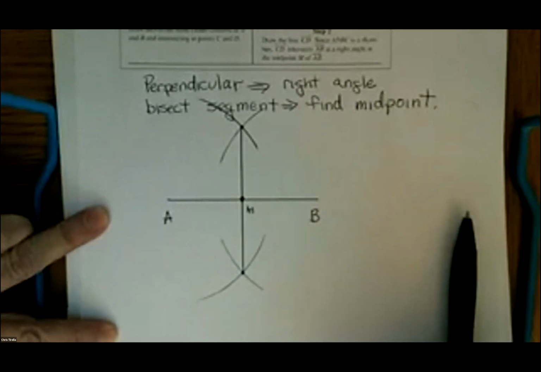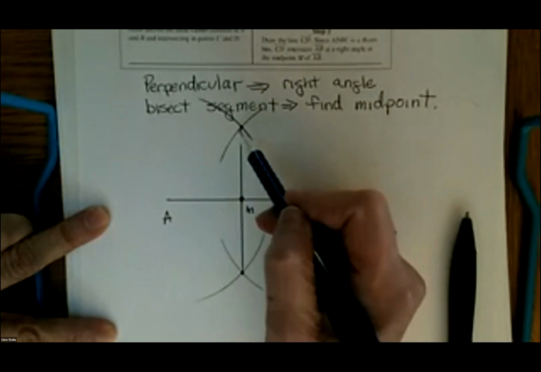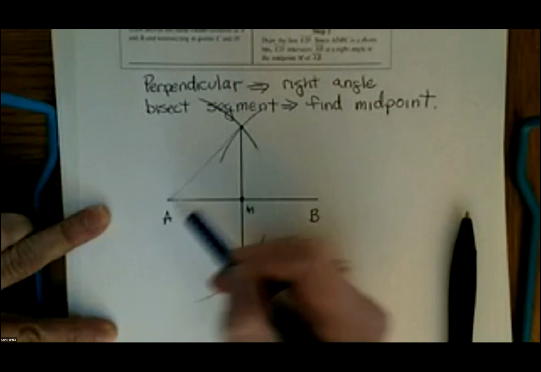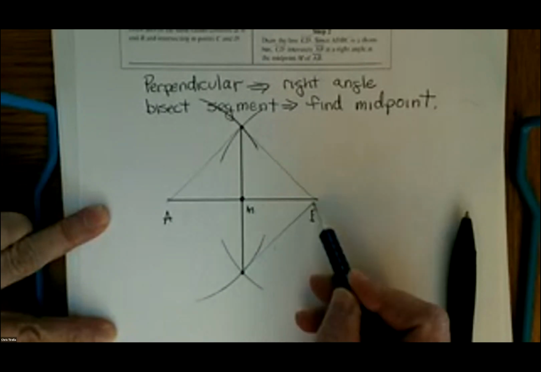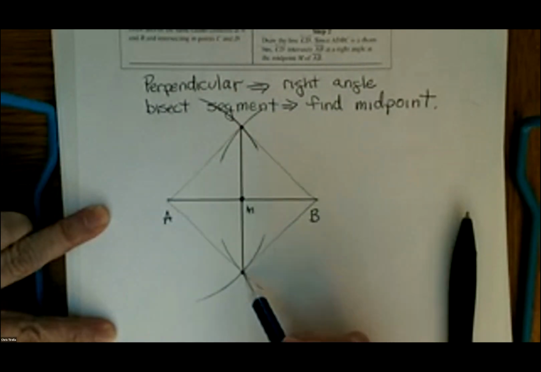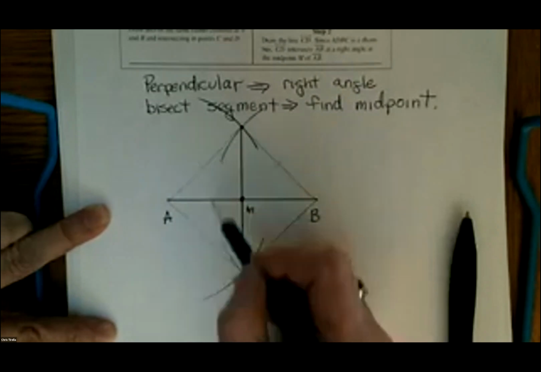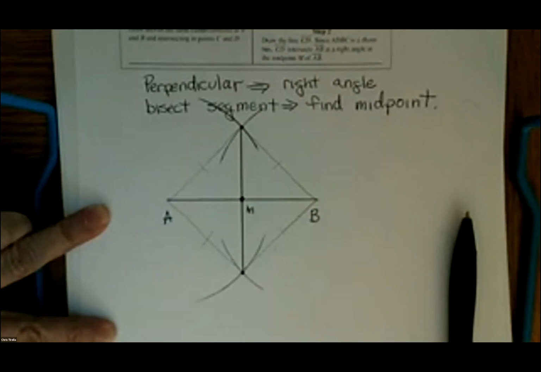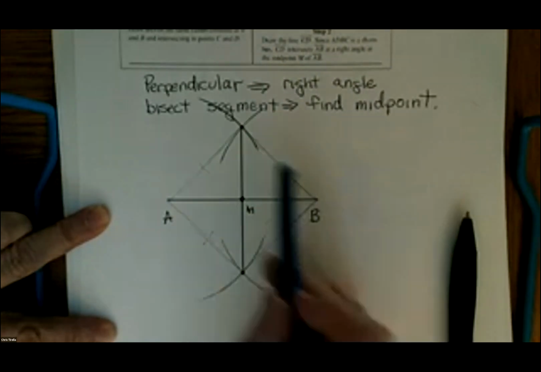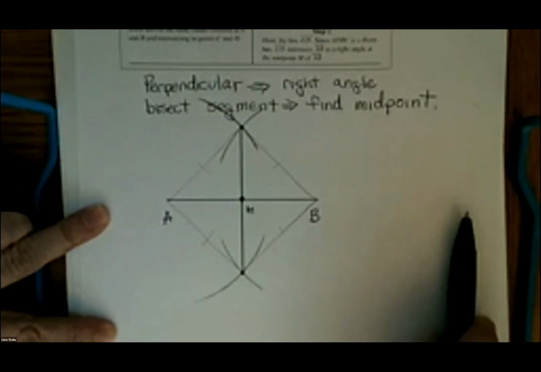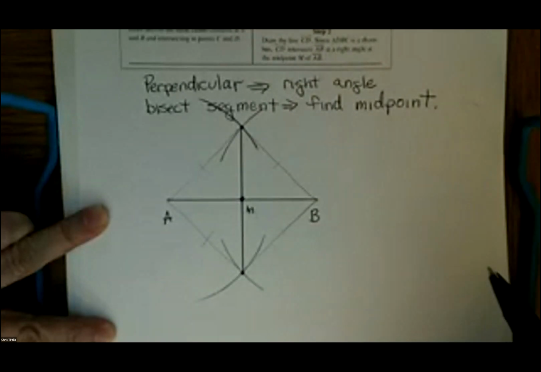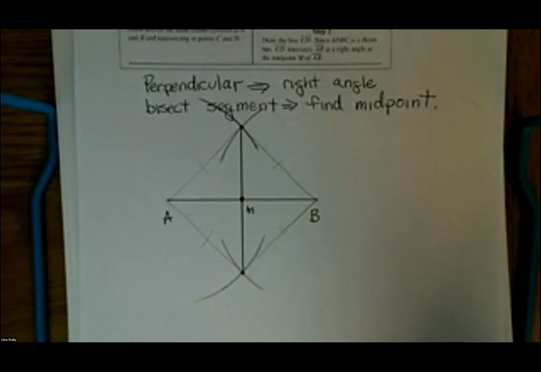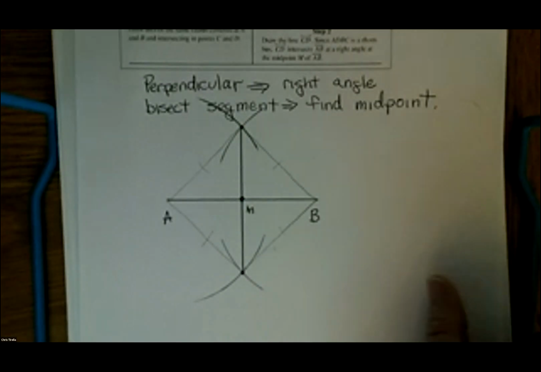If anybody's wondering why that works, what happens when I draw these segments, they're all the same length. And since they're all the same length, I can use the relationships between those triangles to get that it gives me the perpendicular bisector. That construction okay? Any questions?